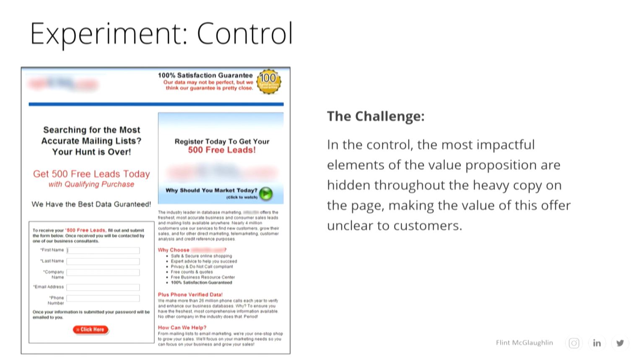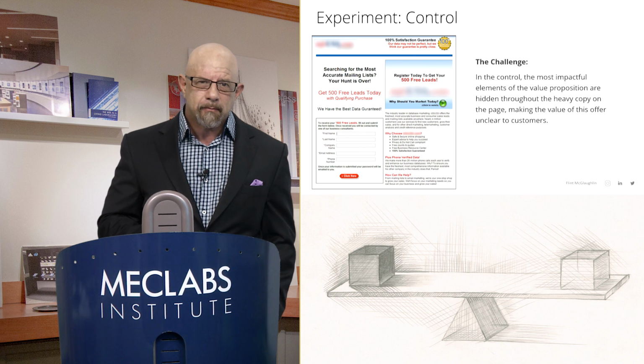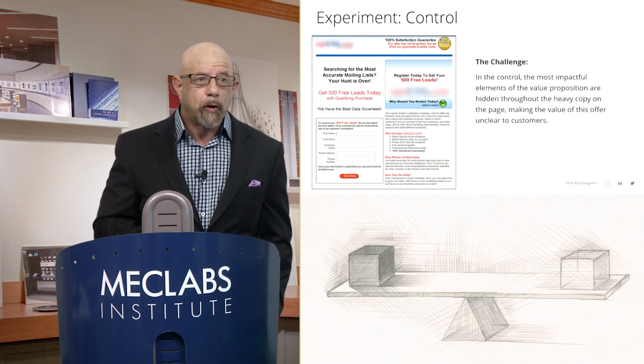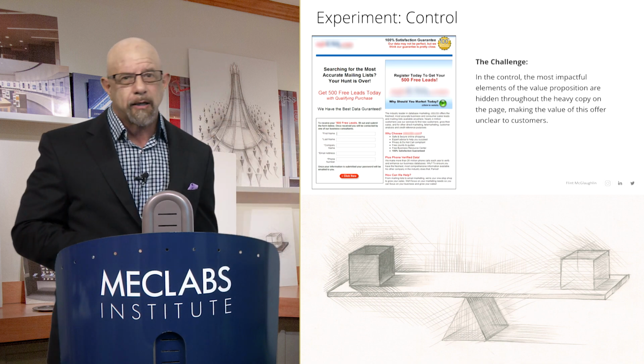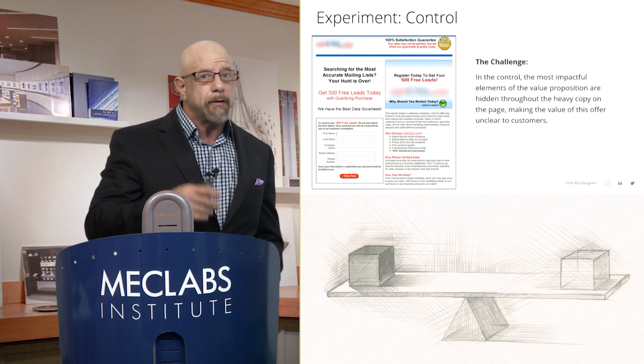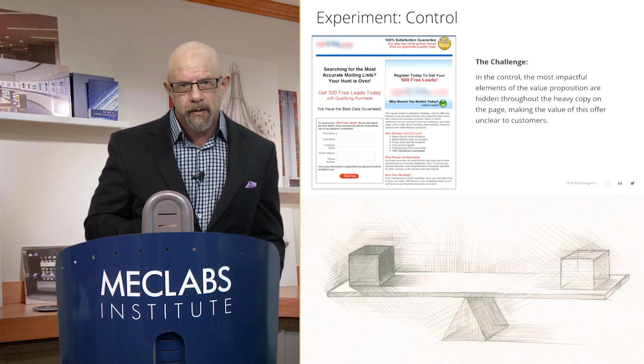It says, searching for the most accurate mailing list, your hunt is over. Now, we have the best data guarantee, and you can get 500 free leads. There's some clarity there, but we call that third order clarity. I know what you're saying. You're saying our data is the best. It's more accurate. I get that. Congratulations. That's better than some sites. They don't even get third order clarity.